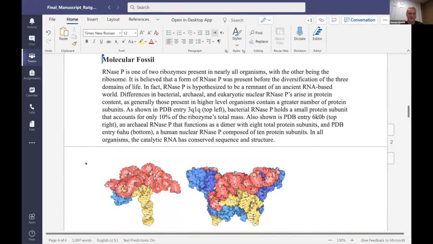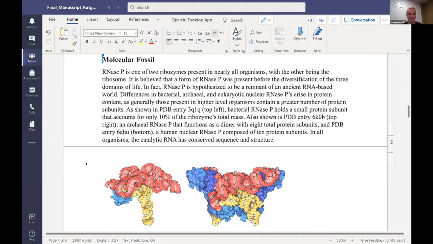Okay, so our next section is titled Molecular Fossil. RNase P is one of two ribozymes present in nearly all organisms, with the other being the ribosome. It is believed that a form of RNase P was present before the diversification of the three domains of life. In fact, RNase P is hypothesized to be a remnant of an ancient RNA-based world.